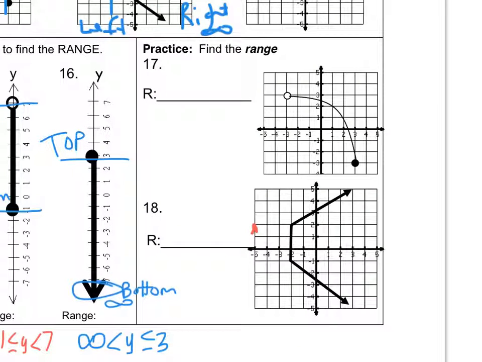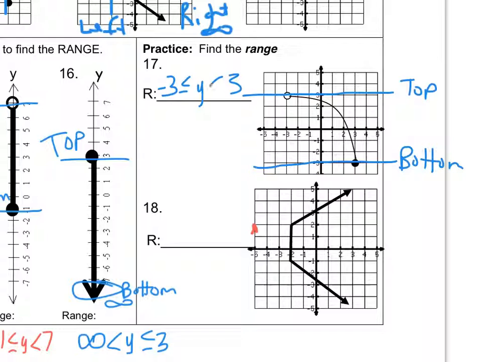So let's just practice finding the range. When it's range, we're going bottom to top. So I'm going to draw my bottom line and write bottom. I'm going to draw my top line and write top. Okay, so my bottom number is -3. My top number is +3, and I'm dealing with range. My bottom number is a solid, less than or equal to. My top number is an open circle, just plain old less than.